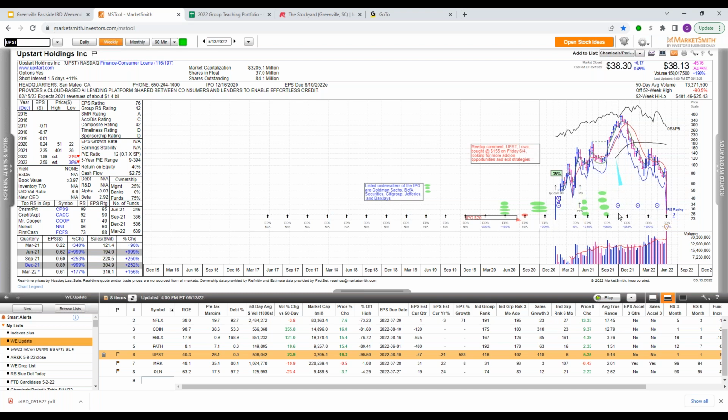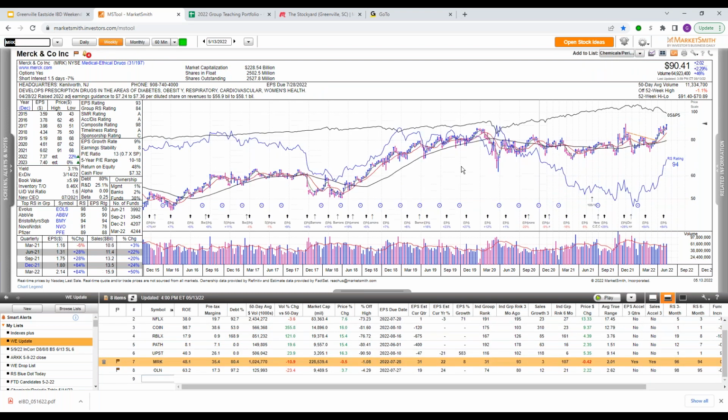Well, is it back to its IPO? No, IPO was at 20, so it's still super ugly. Two that are holding up. Here's Merck that I mentioned. Gorgeous RS line. I mean, it's going flat here, but you can see what the market's doing.